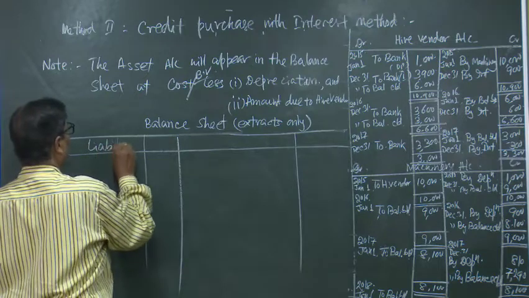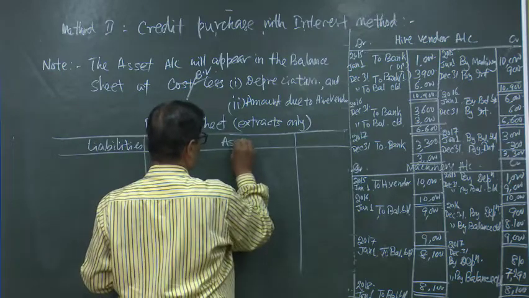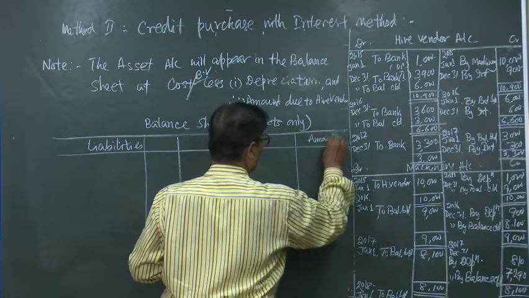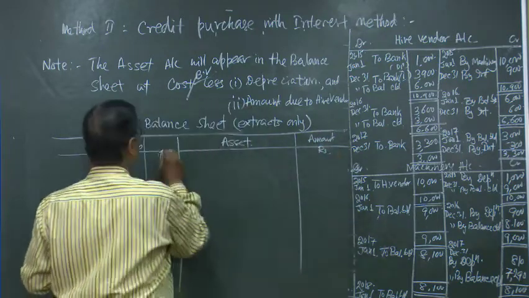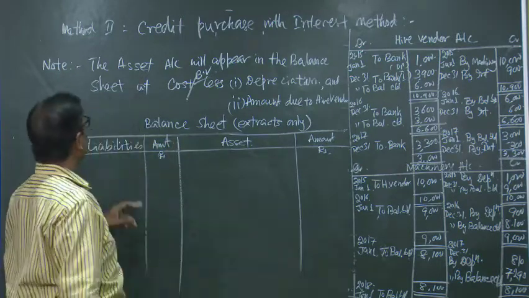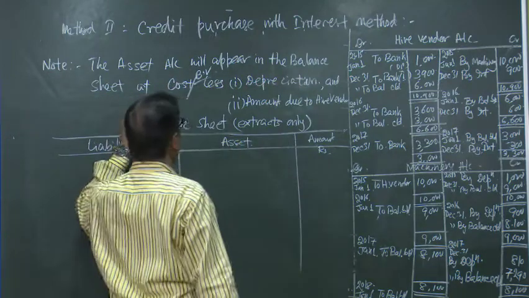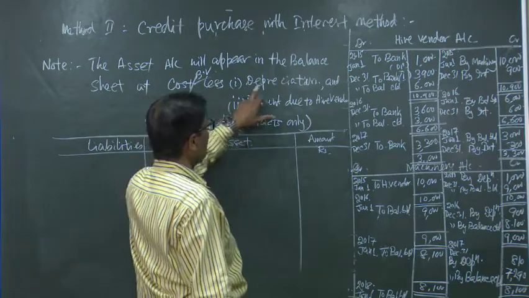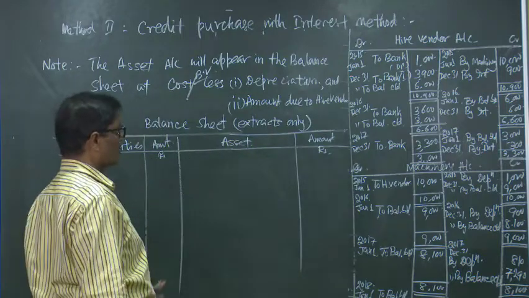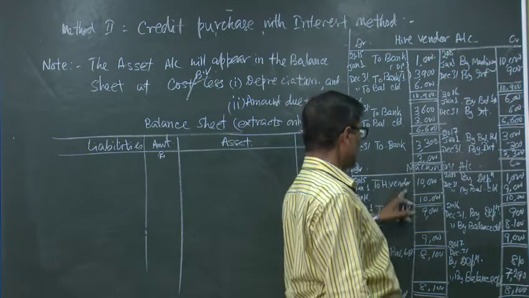This is the liability side, we have nothing to write here. On the asset side, in the amount column, how will we write? First of all, the asset account will appear in the balance sheet at cost or book value less depreciation and amount due to the hire vendor. So, all the accounts are there with us. First of all, the machinery at cost is how much? 10,000. Machinery cost was 10,000.